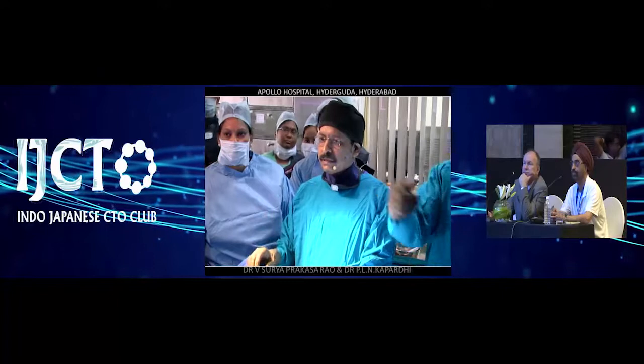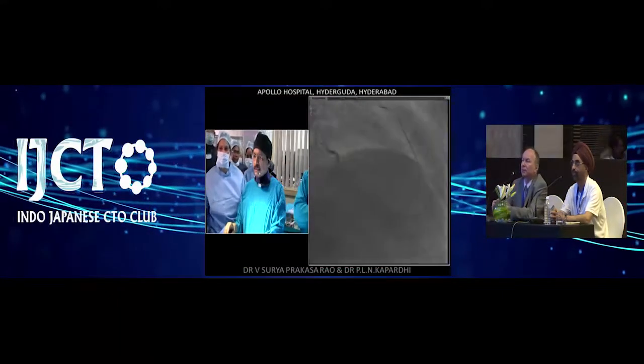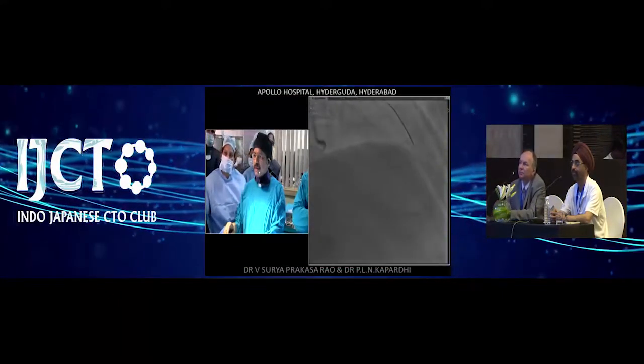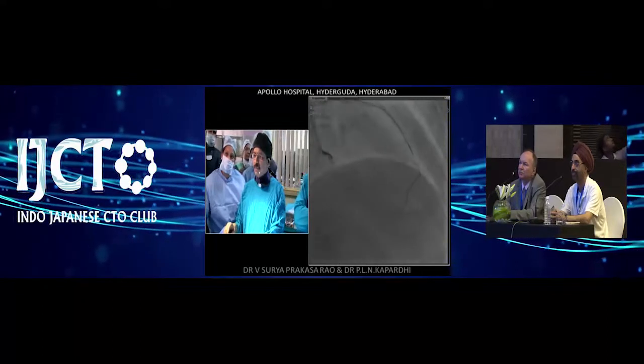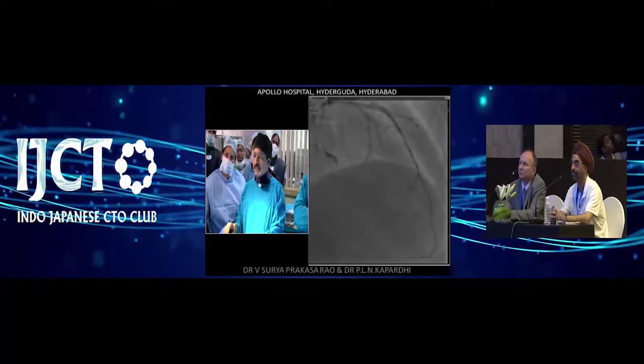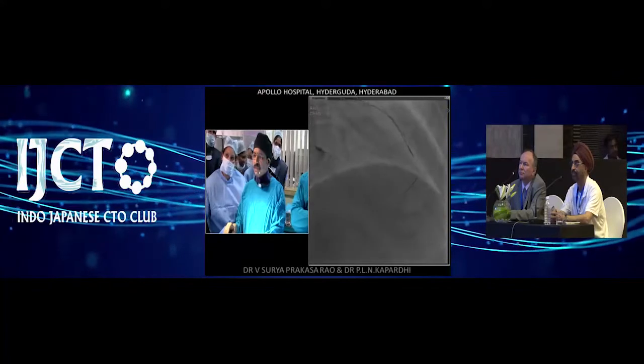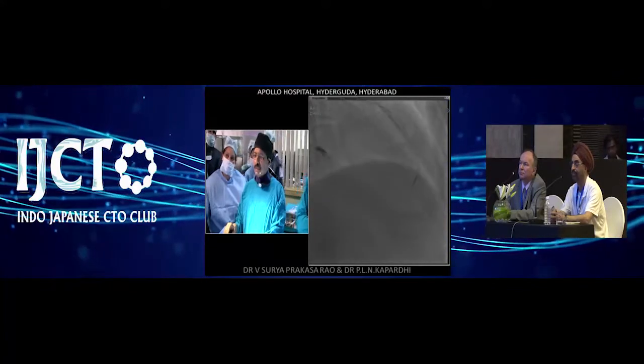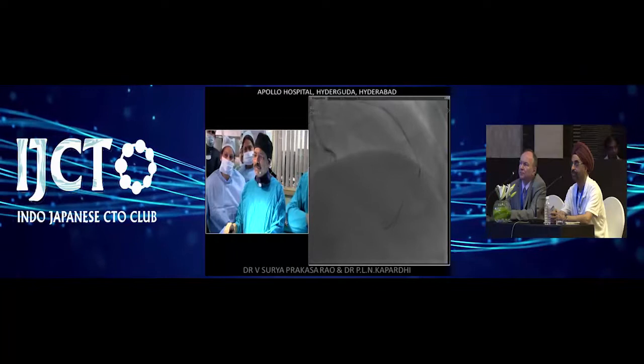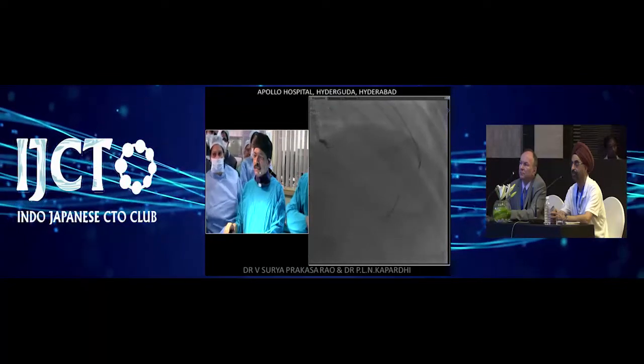Next. With a wire bend, I think we could go into the septal. There are some branches with selective, super selective injection. Then we identified the channel. Next.